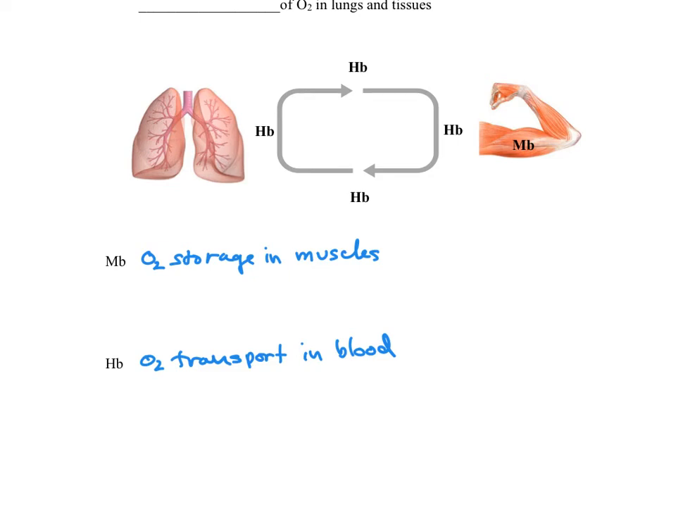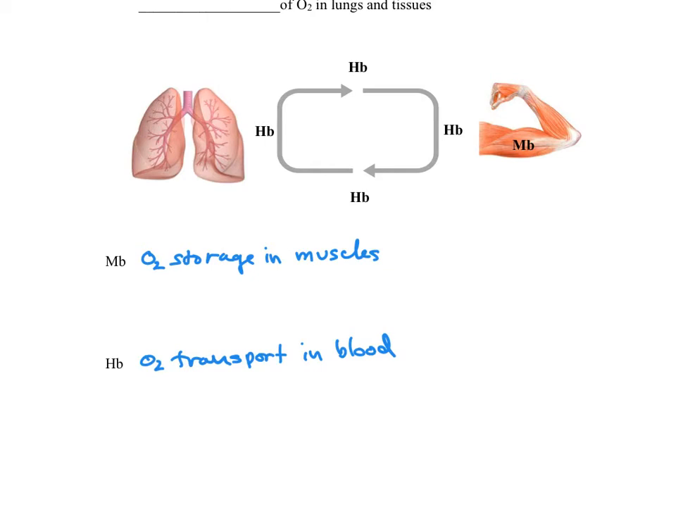We have now introduced the two important proteins involved in the circulatory system, that is, the transport of oxygen. And we said that hemoglobin, heme by the way means blood, has oxygen transport in blood as its function, and myoglobin, myo means muscle, is oxygen storage in muscles. Let's be a little more specific about that.